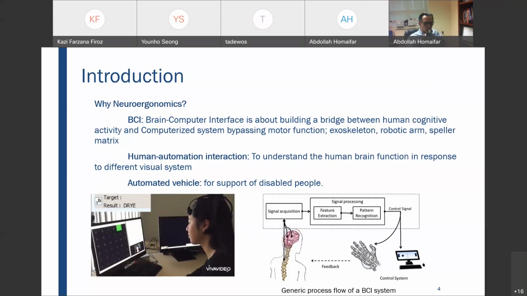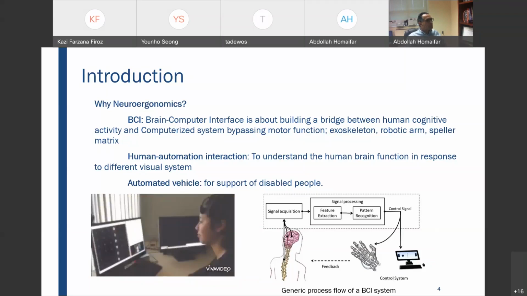So this is how you can see she has already spelled, she has already been able to type 4 letters of DRYE, D-R-Y-E, and this is done by flashing the rows and columns of the matrix. And if you can look at the picture at the right side, you can see the rough schematic of how it works.